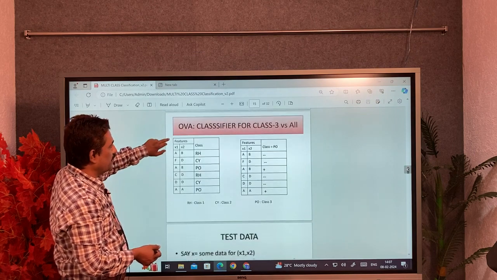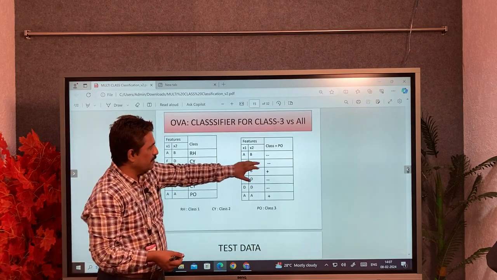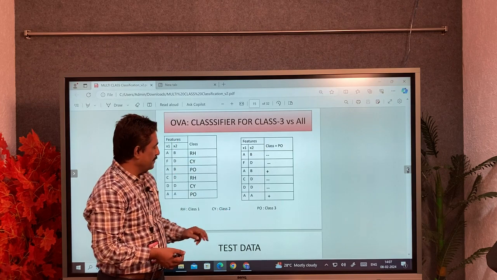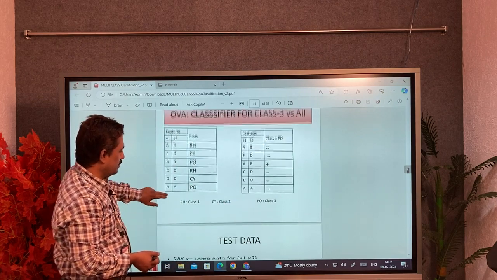So do it similarly for class 3. So we'll get this, that is, class 3 is nothing but polygon. So learn H3 here.